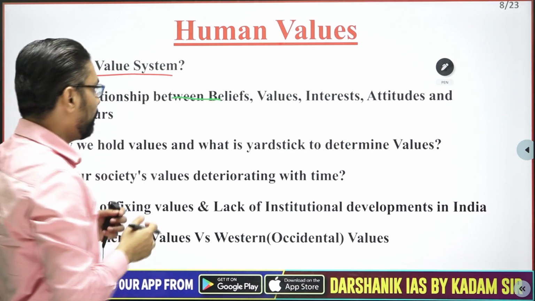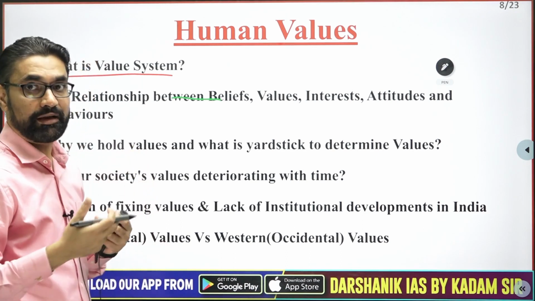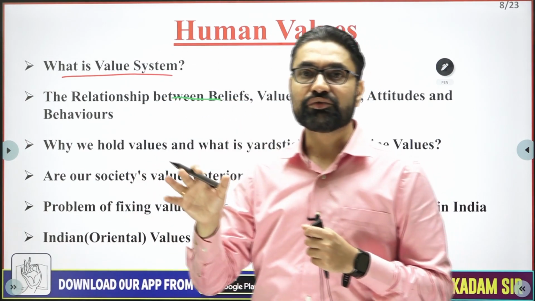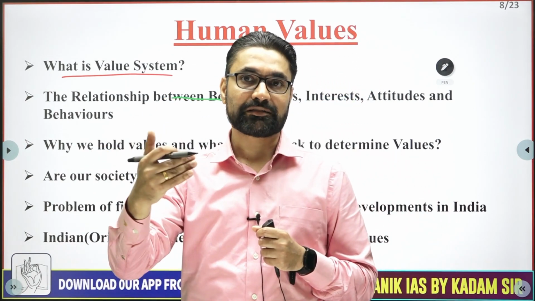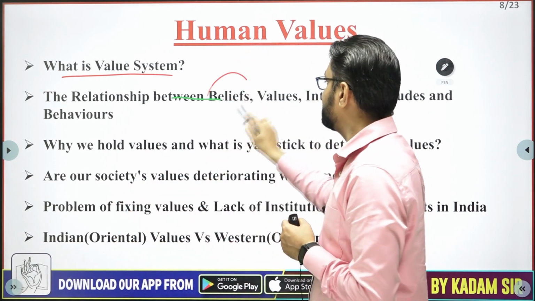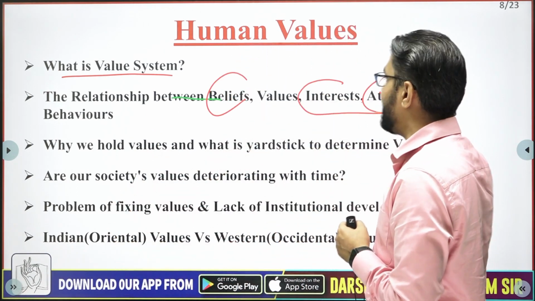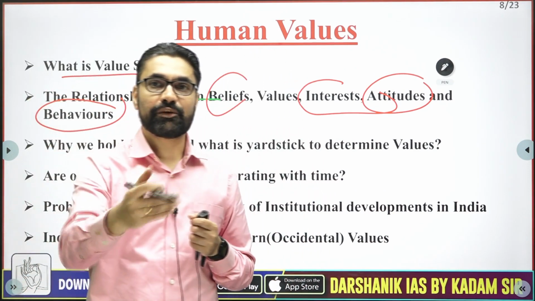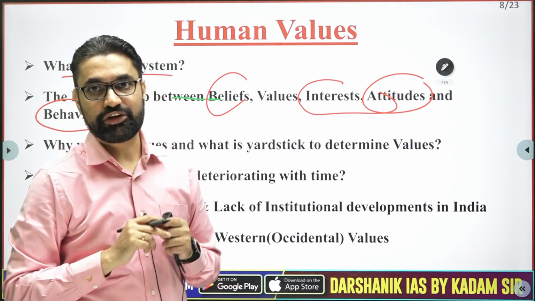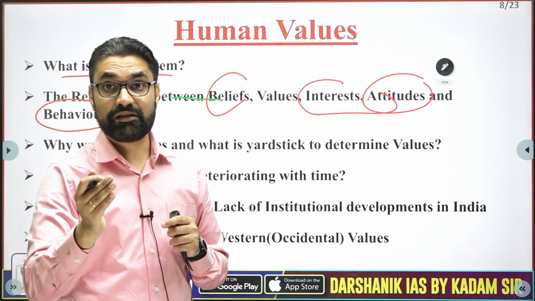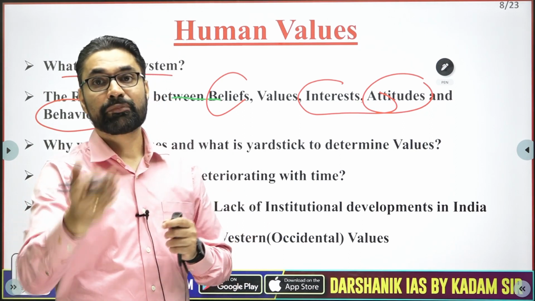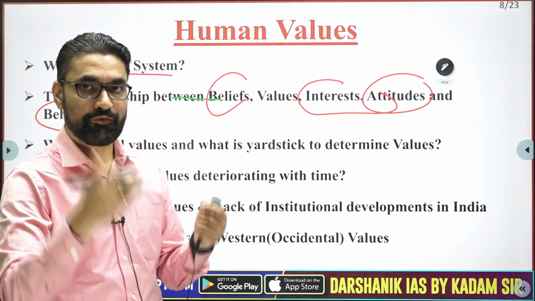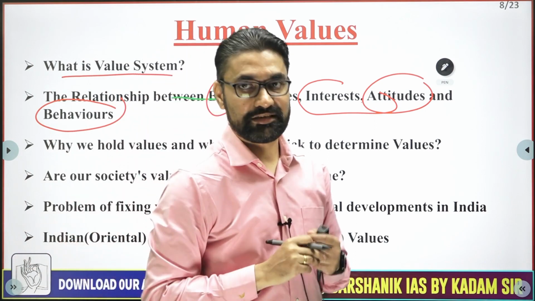First, we will discuss what is a value system, the definition of values, and how values are different from similar ideas: beliefs, interests, attitudes, and behaviors. What is the relation among all of these? How are values related with attitudes? What is the difference between values and attitude, values and interest, values and behavior, attitude and behavior? So we will be discussing the interrelationship of values with similar other concepts.